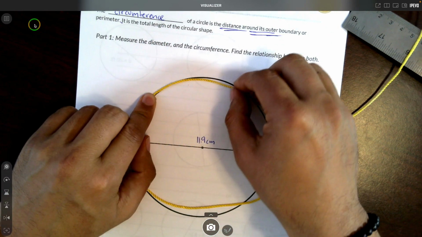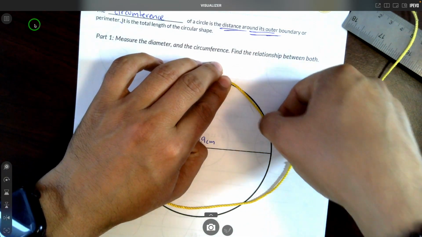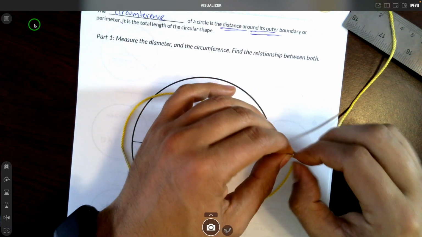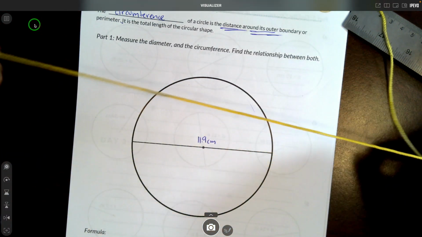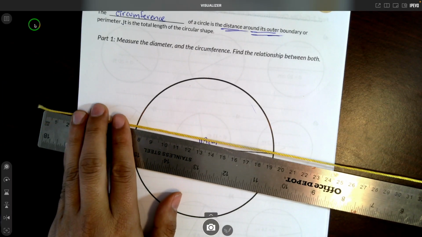Let's see. Ooh, that's almost perfectly curved. Now, obviously, if you're at home, you're going to need your own string, but I'm going to hold it right here. I think the circumference is this long, right here. So now what I need to do is get my ruler, and I'm going to measure and see how much this is.